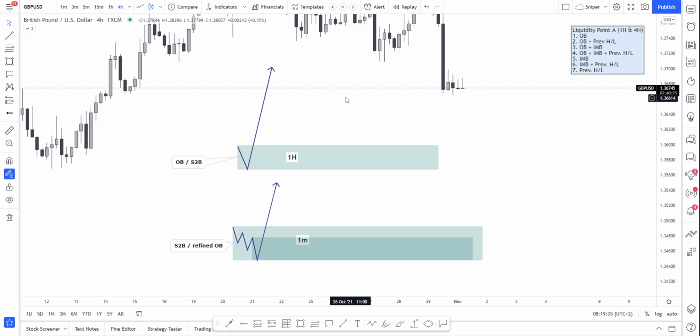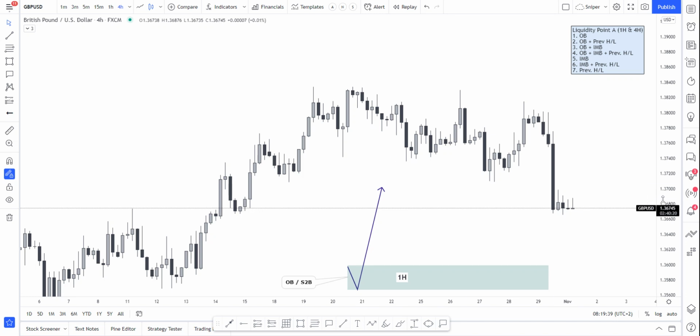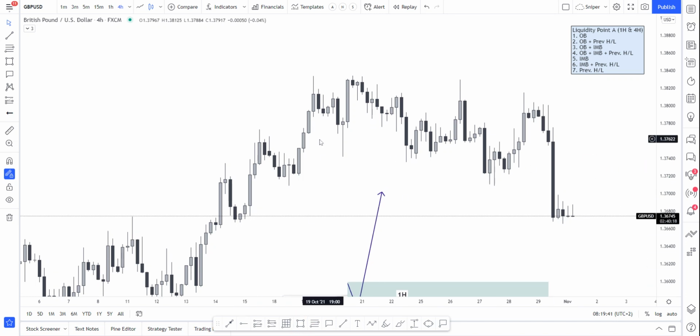So we have order blocks, and a quick example of an order block would be here. We can see over here we have this down candle and then a big move towards the upside.